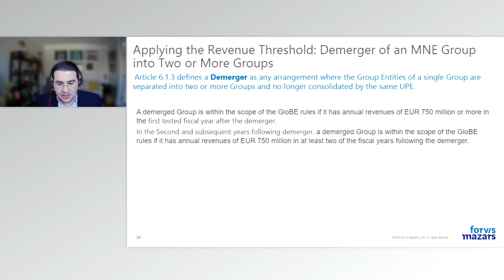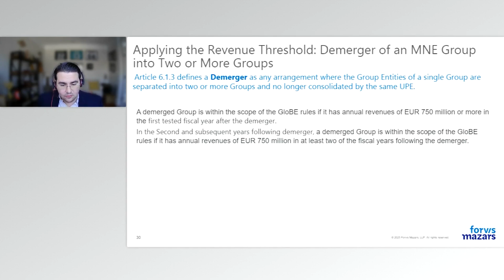What the rules say on this is that a demerged group is within scope of the GloBE rules if it has annual revenues of 750 million euro or more in the first tested fiscal year after the demerger. In the second and subsequent years following the demerger, a demerged group is within scope if it meets the testing threshold of 750 million or more in at least two of the fiscal years following the demerger. So that one transition year is a key piece when you're thinking about a demerger, because it can throw you right in if you're not paying attention.